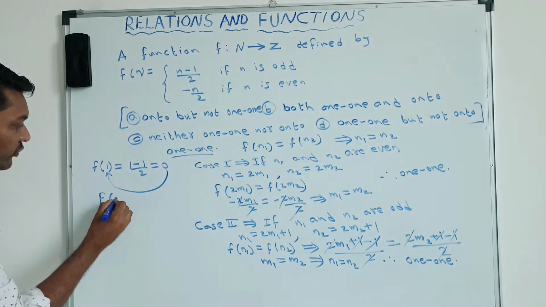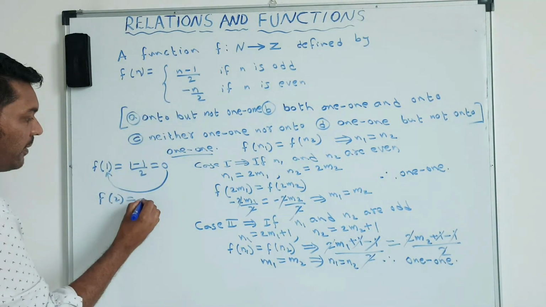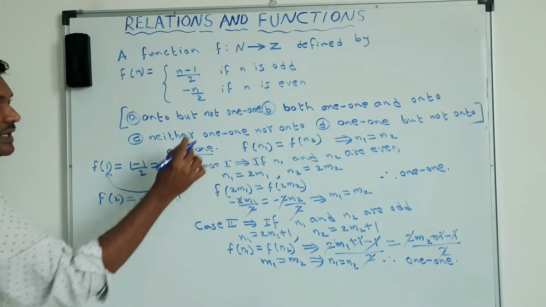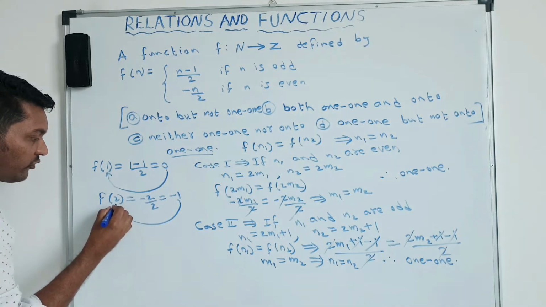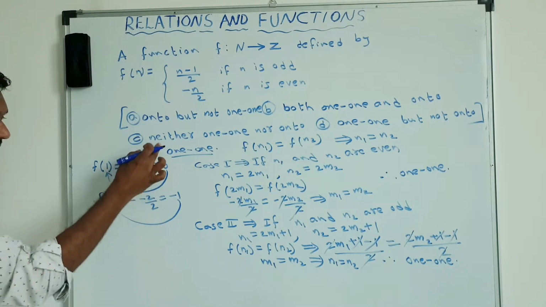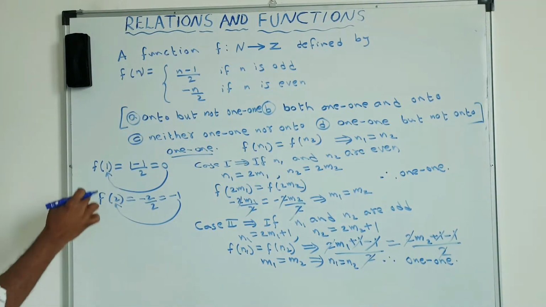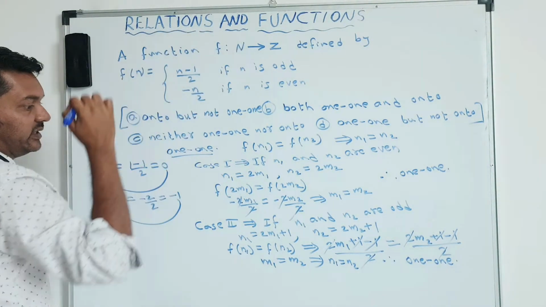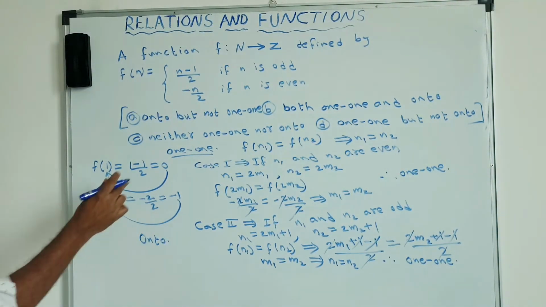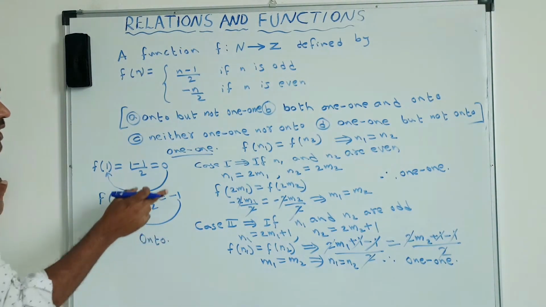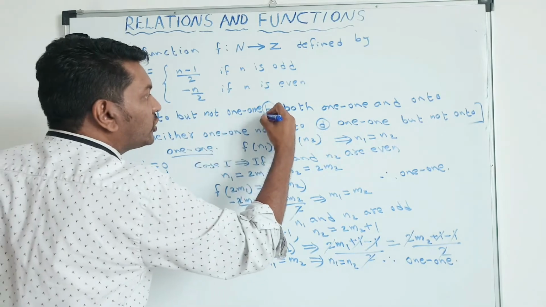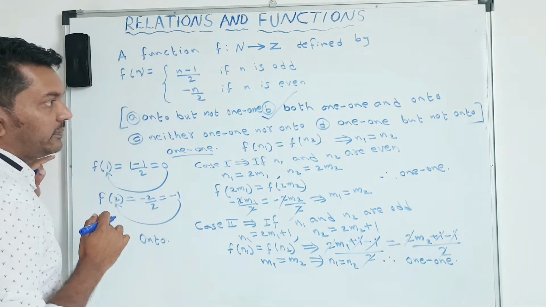Now I am taking f of 2. 2 is an even number, so I have to put it here. Minus 2 by 2, which is minus 1. For y equal to minus 1, which is an integer, there is a corresponding value of x, which is 2, belonging to its domain. Same way, if you take any y value, there will be a corresponding value of x in its domain. So you can conclude that it is onto. So you have seen now it is a one-to-one function and it is an onto function. So our answer is both one-to-one and onto, option B.